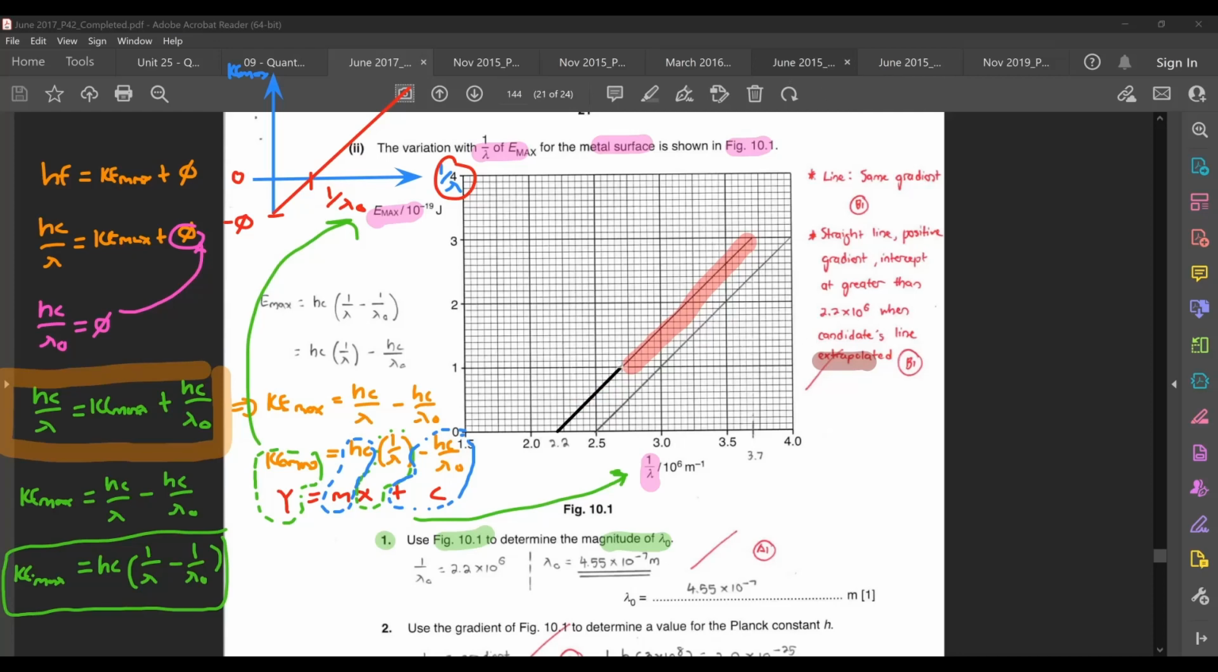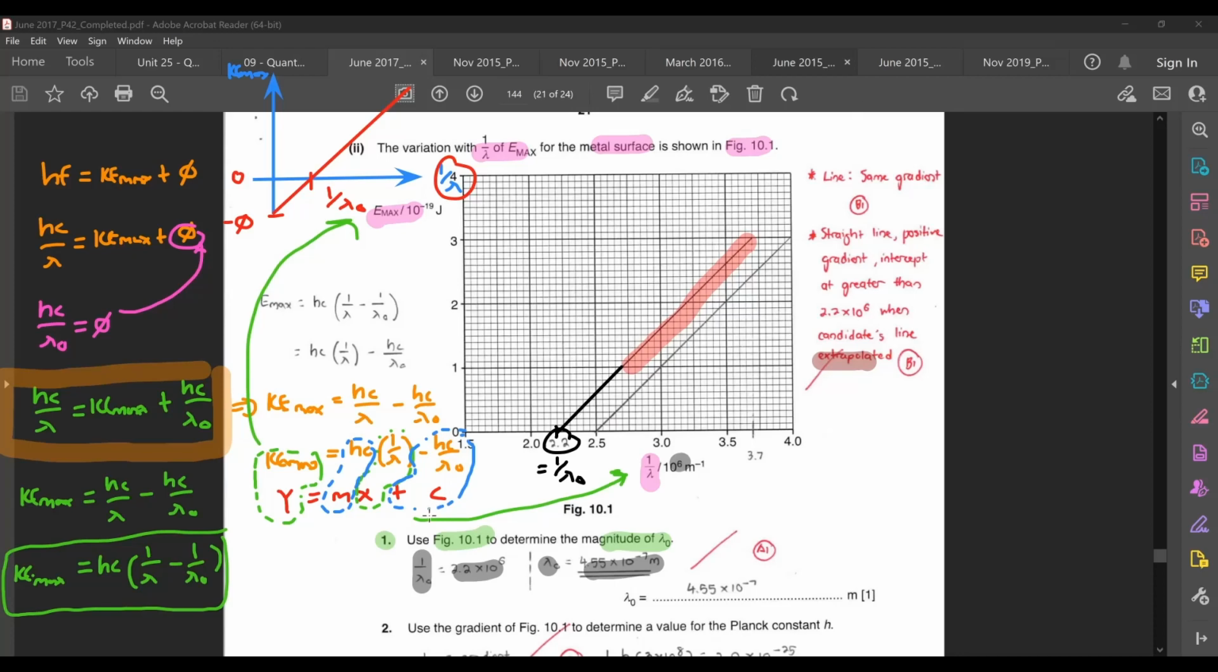Extrapolate that line until it hits your x-axis, and then read off the value on the x-axis here. That value, 2.2, is equal to 1 over lambda naught. So here you can say that 1 over lambda naught is 2.2 times 10 to the power 6 per meter. Just find out your lambda naught is 4.55 times 10 to the power minus 7 meter. That one should be pretty straightforward for you.